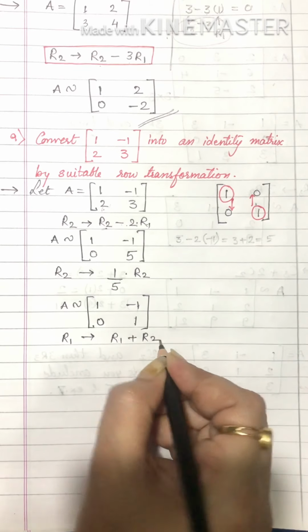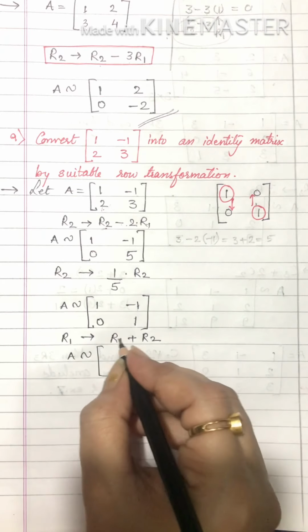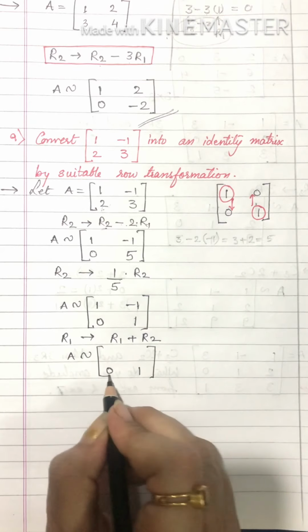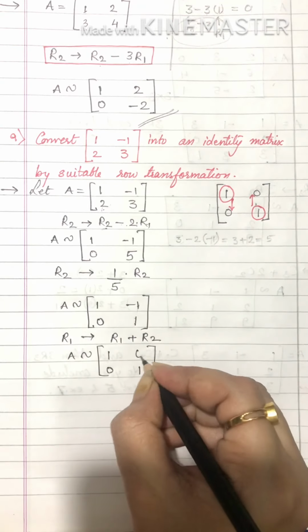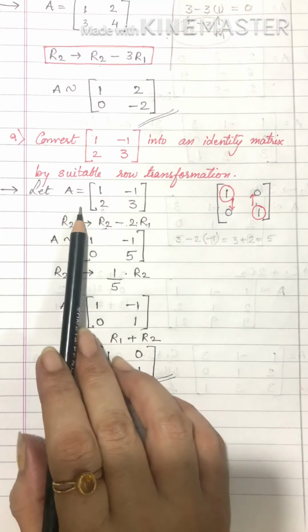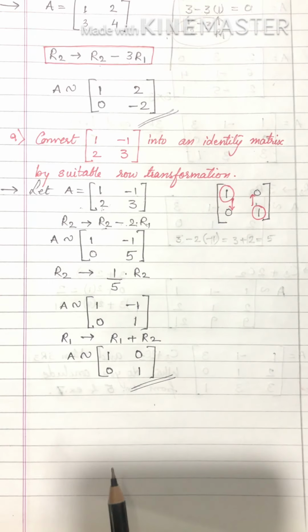So our next transformation is R1 plus R2. So this is going to be changed in R1. I write the R2 elements as they are. In R1, what happens? 1 minus 1 plus 1, 0. This is what was asked. We have converted the given matrix into an identity matrix.